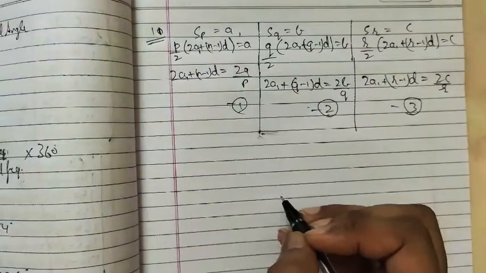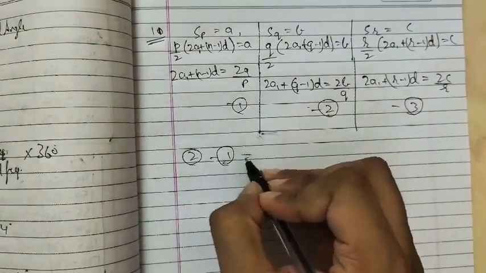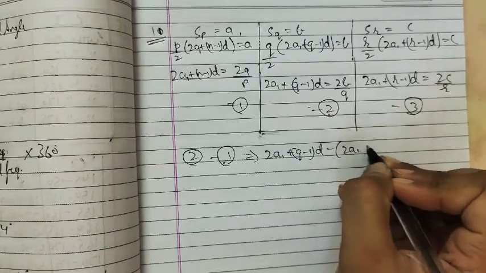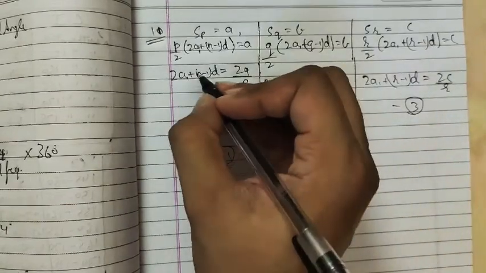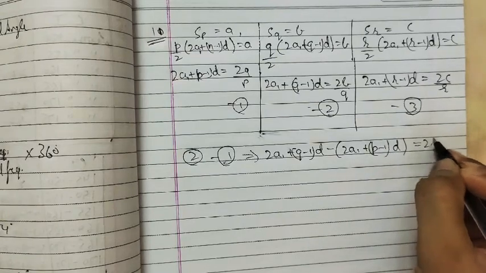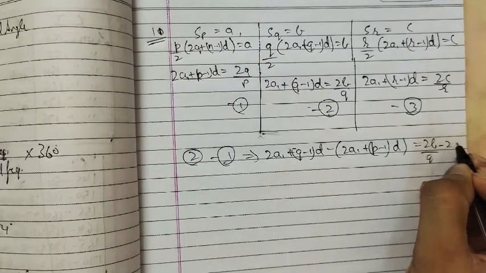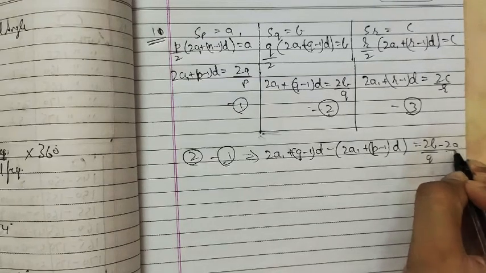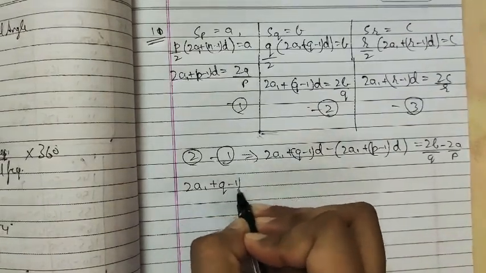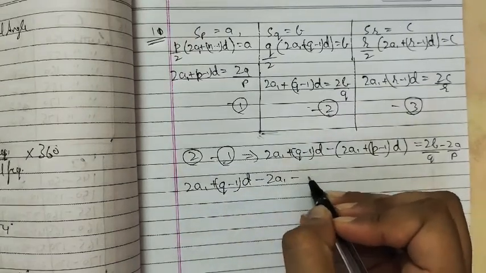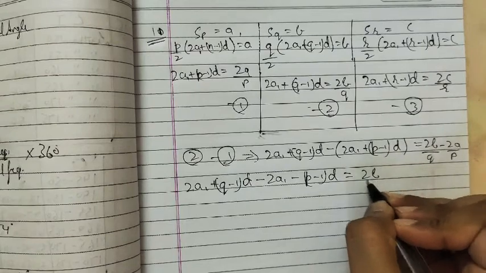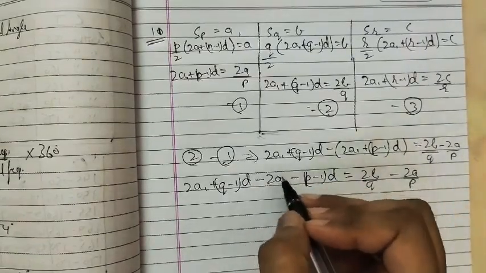So if I subtract first from second, this will give 2A1 plus Q minus 1 D minus 2A1 plus P minus 1 D is equal to 2B upon Q minus 2A upon P, right? So 2A1 minus 2A1 gets cancelled.